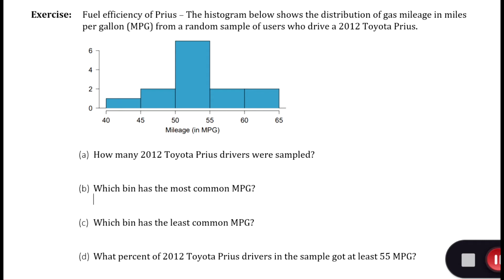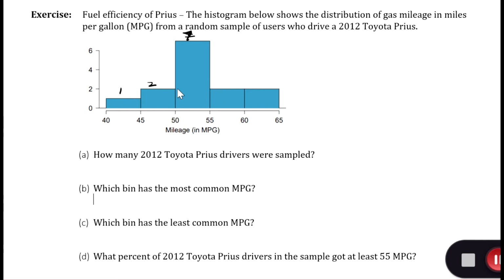Fuel efficiency of Prius. The histogram below shows the distribution of gas mileage in miles per gallon from a random sample of users who drive a 2012 Toyota Prius. How many 2012 Toyota Prius drivers were sampled? We look at where the tops of these bars correspond to the vertical axis. There's one there, there's two there. This one goes a little bit above 6, but doesn't go all the way to 8, so that's probably 7.